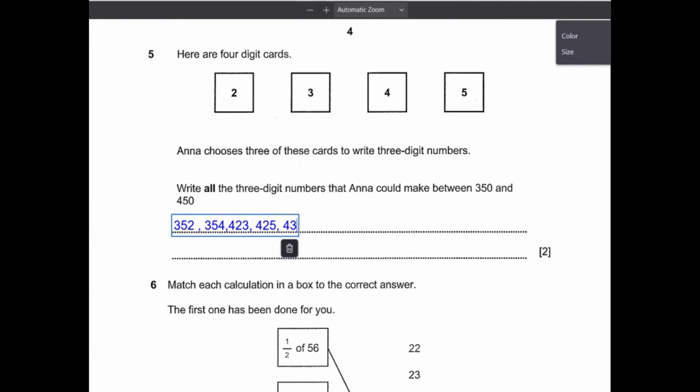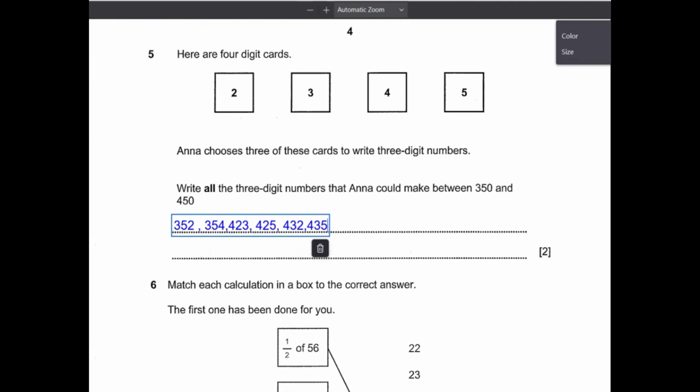And then 432 and then 435. Okay, that is it. That is the numbers.